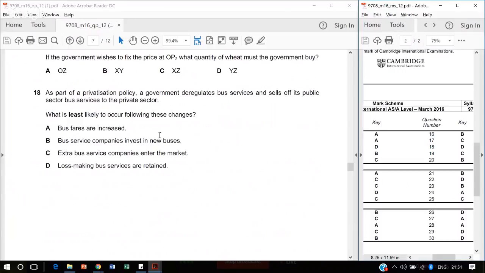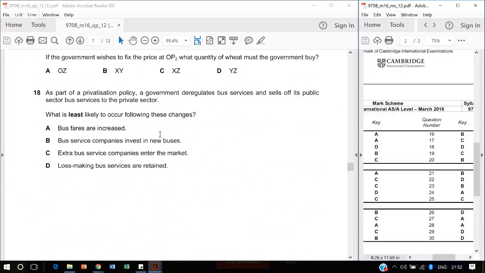As part of a privatization policy, a government deregulates bus services and sells off its public sector bus service to the private sector. What is least likely to occur following these changes? Okay. It's a privatization policy, deregulates bus services and sells off its public sector bus service to the private sector. Bus fares are increased. That could happen. Bus service companies invest in new buses. Could happen. Extra bus service companies enter the market. Could definitely happen to come and compete with the new companies.